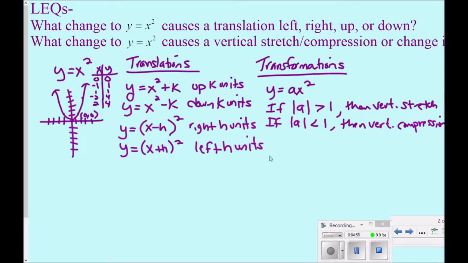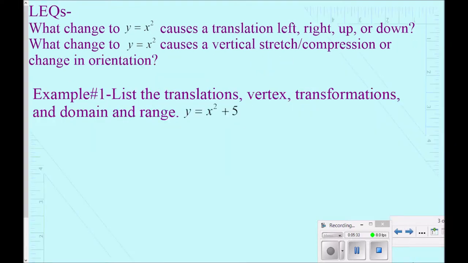The last thing we talked about is that if a is negative, so if a itself is less than 0, then we have a negative orientation, meaning the parabola is now opening down. Okay, so those are all the different translations and transformations. So we're going to think about doing those translations and transformations to the basic y equals x squared. So take a look at the first example, copy that into your notes.